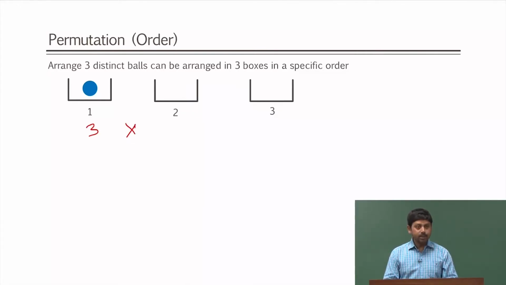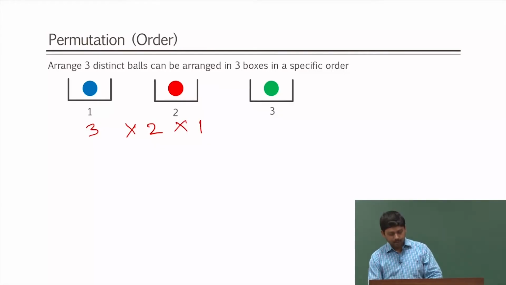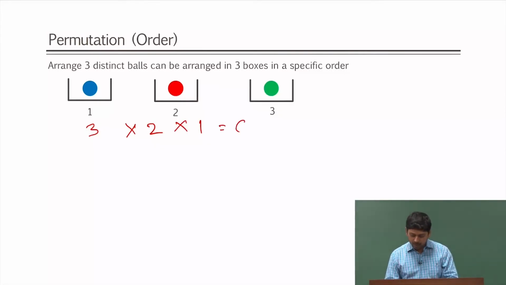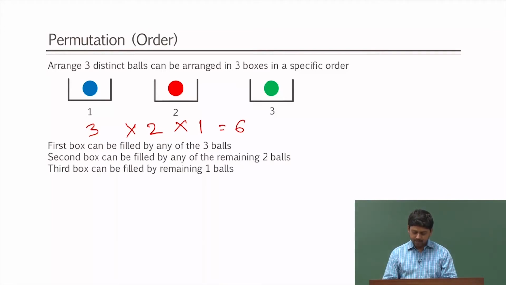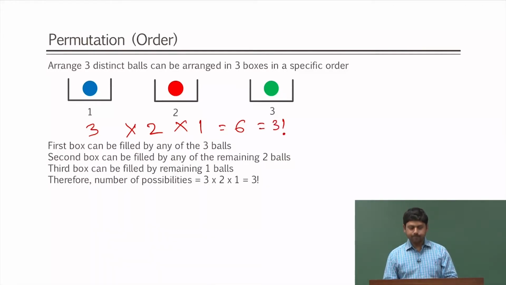And then since I am not doing it with replacement, my blue is gone. I have only 2 balls now, red and green. For box number 2, I will have to choose one. I choose the red one. So, I can choose in 2 ways, either red or green, but then in the last case I am left with only one, and that is the green ball. So, the number of possibilities will be 6, or we can say factorial 3.